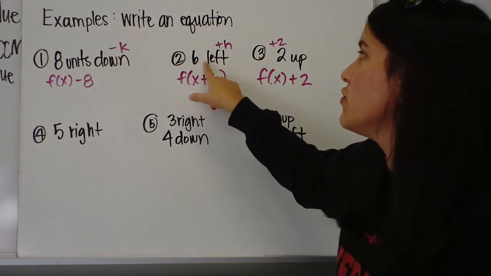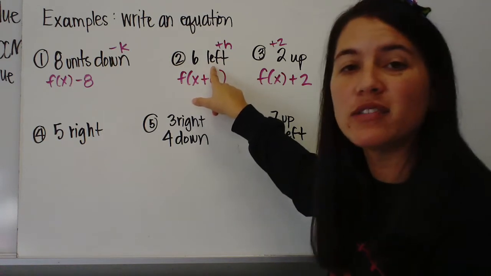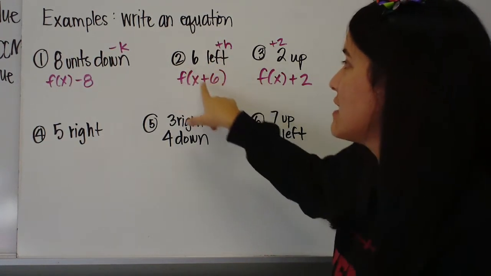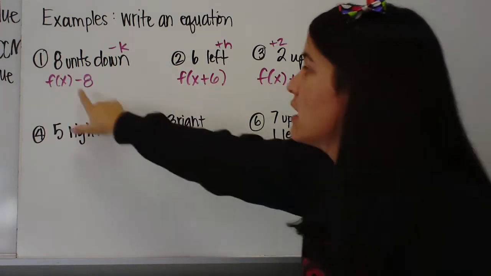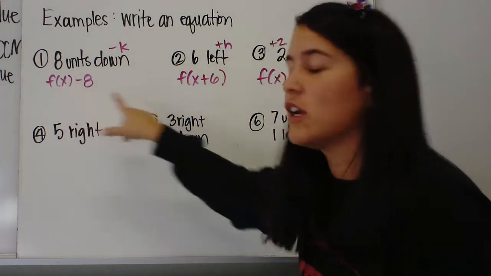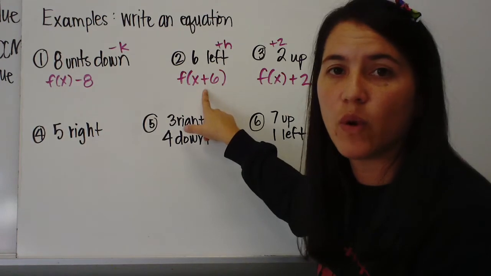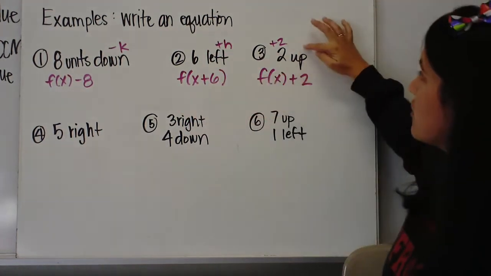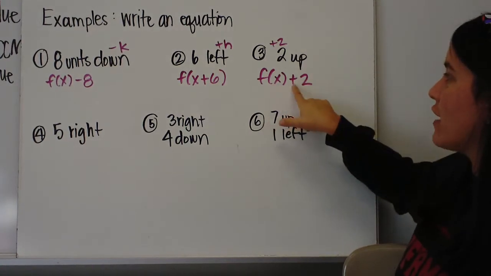If you want to do 6 units left, remember it's opposite when you're going left and right. So that's really going to be a plus 6 inside parentheses. Outside parentheses is vertical, inside parentheses is horizontal. So you're going to do f of x plus 6. 2 units up is going to be f of x plus 2.